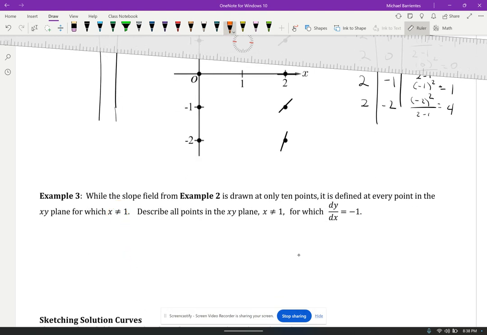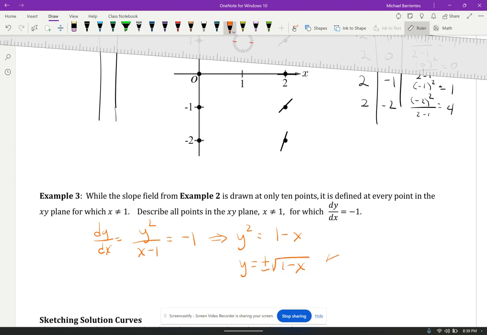Describe all points in the plane where x is not equal to 1, for which dy/dx equals negative 1. Okay, well, we know that dy/dx is y squared over x minus 1, and I want that to equal negative 1. So the question is, can you find all the points in the plane where that's true? Well, if I multiply this denominator to the other side, if I do a little bit of algebra, I'm going to get 1 minus x. And then if I take the square root of both sides, I'm going to get y equals positive or negative square root of 1 minus x.